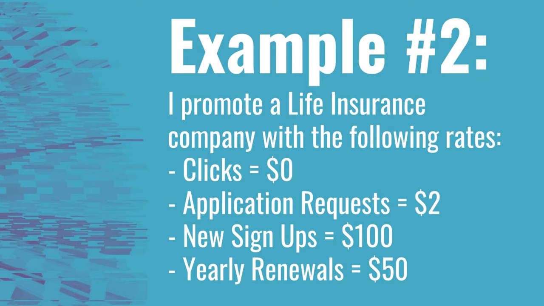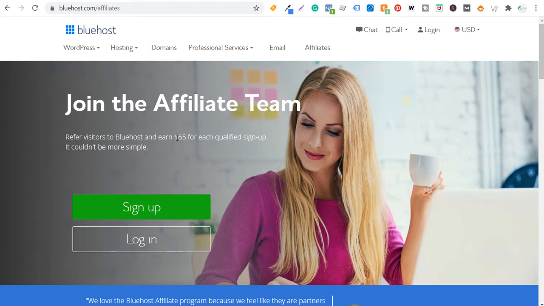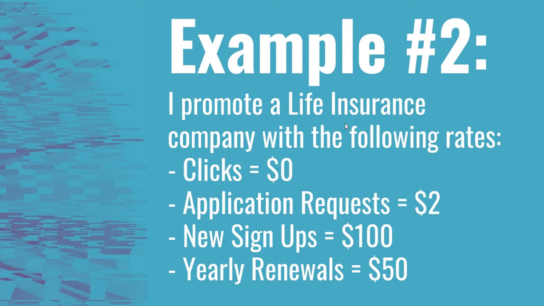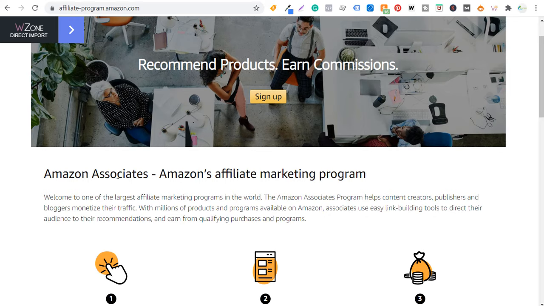So even if we go back to our Bluehost example here, I can earn $65 for each qualified sign up. Now that doesn't matter how much money anybody spends. They could spend $10,000 with Bluehost, I earn $65. They could spend $50 with Bluehost and I earn $65. So what you're earning is based on a fixed rate. That's the main difference between CPA marketing and your standard affiliate marketing through a service like Amazon Associates.